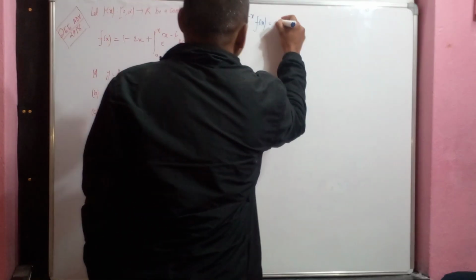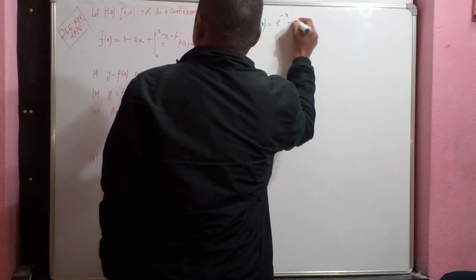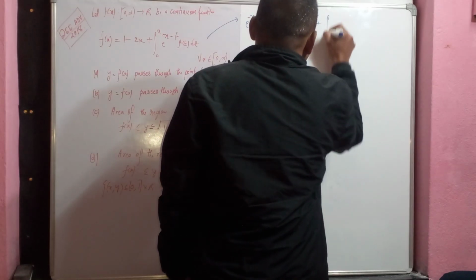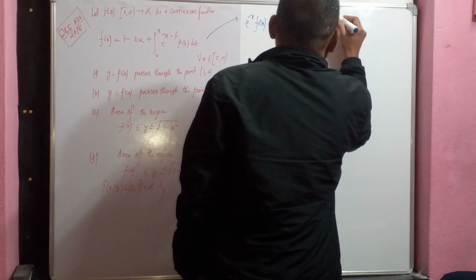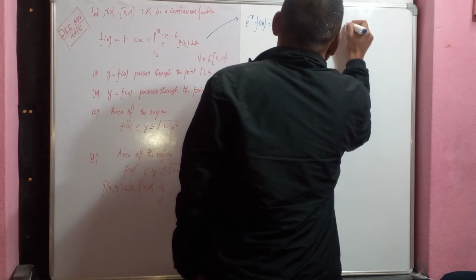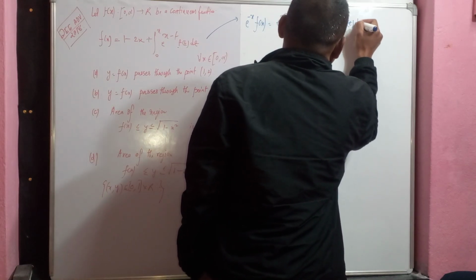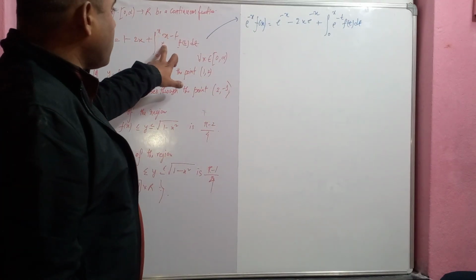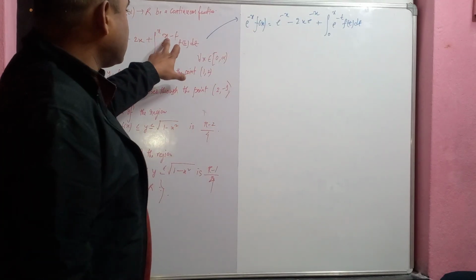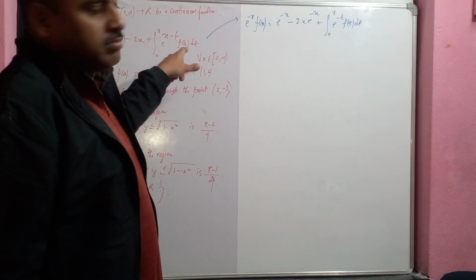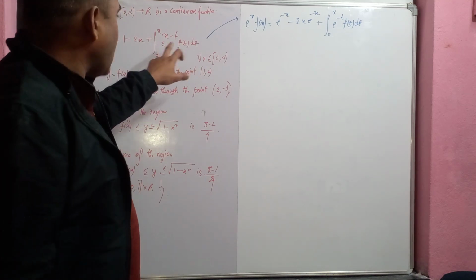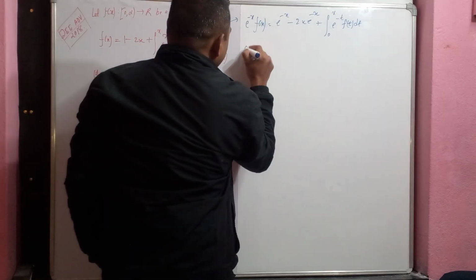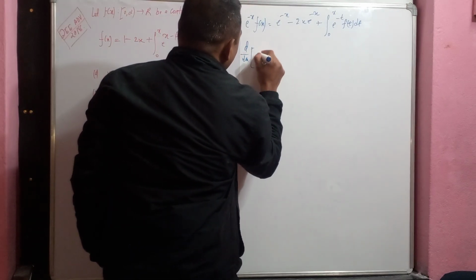So we get e to the power minus x f(x) equals e to the power minus x minus 2x e to the power minus x plus the integral from 0 to x of e to the power minus t f(t) dt. Why? Because when you multiply e to the power x with e to the power minus x, this e to the power minus x you can insert inside, and it is not a variable, see the upper limit.